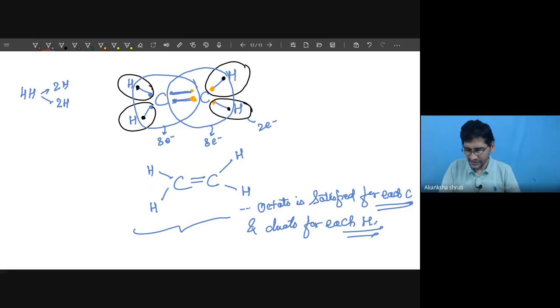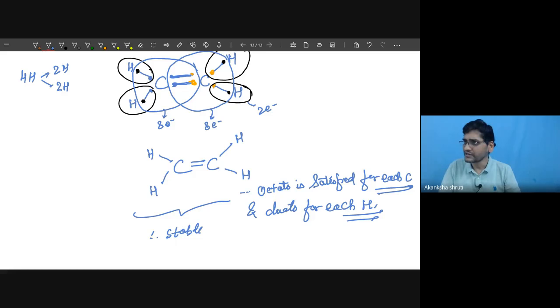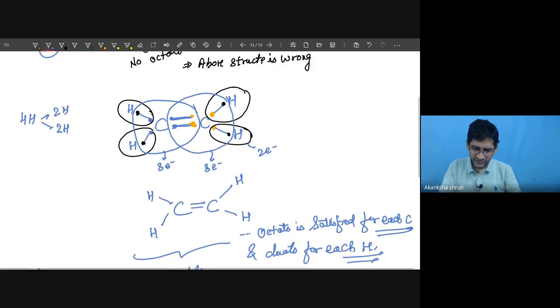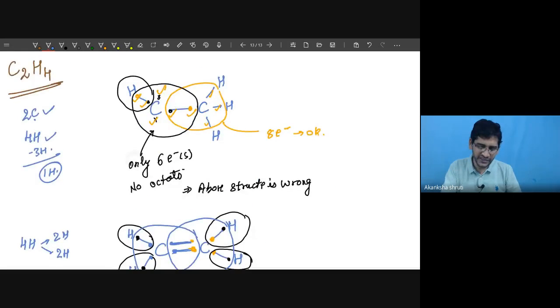So it is stable. This structural formula is the correct one. Are we getting it? So this structural formula is correct, but if anyone draws it like this, it becomes wrong. So the distribution of hydrogen has to be done carefully.